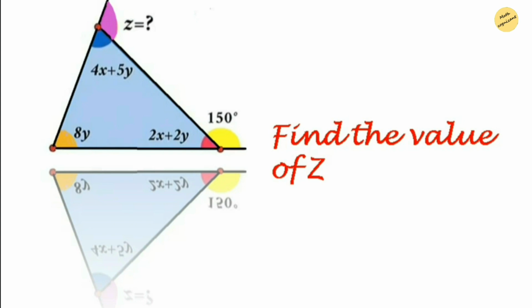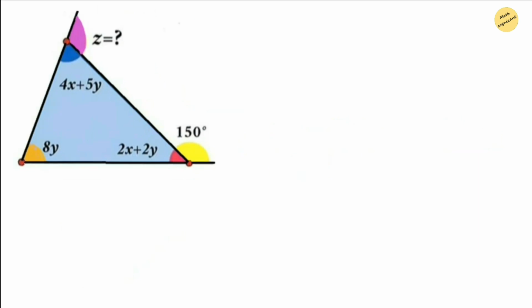This video is about finding the value of z from a given figure using the exterior angle property as well as the supplementary angle property. As we all know, for supplementary angles, the sum of all the angles is equal to 180 degrees in a straight line, and the exterior angle property is that the exterior angle is always equal to the sum of the two opposite angles. From this question we can write the equation z is equal to 8y plus 2x plus 2y.